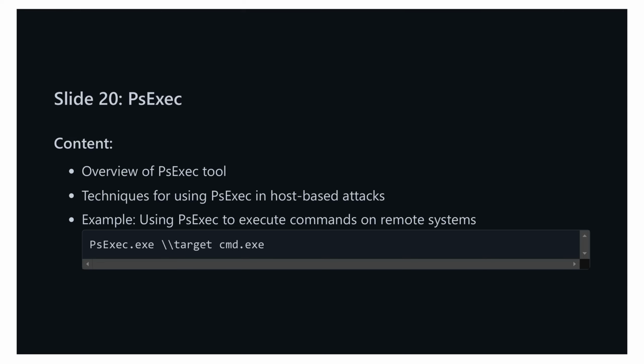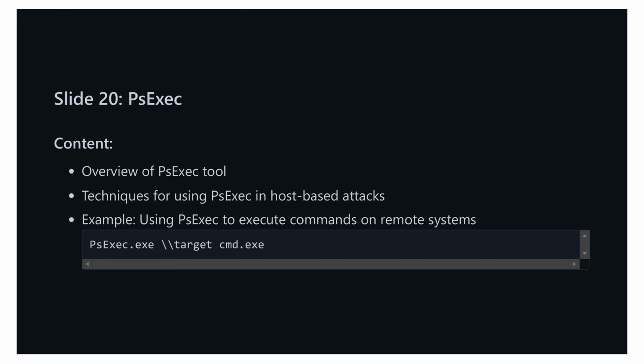Attackers often use PsExec to move laterally within a network by executing commands or deploying malware on other machines. For an example, we have a simple command using PsExec to open a remote command prompt on a target machine. The command looks like this: psexec.exe target thmad.exe. In this example, target represents the target machine's network address or name, and tmad.exe is the command we want to run on the remote system. This kind of usage highlights how attackers can control remote systems once access is gained to the network.